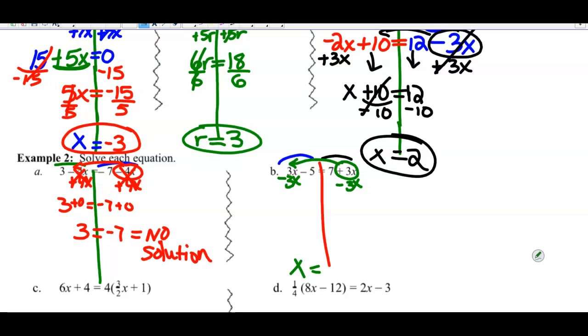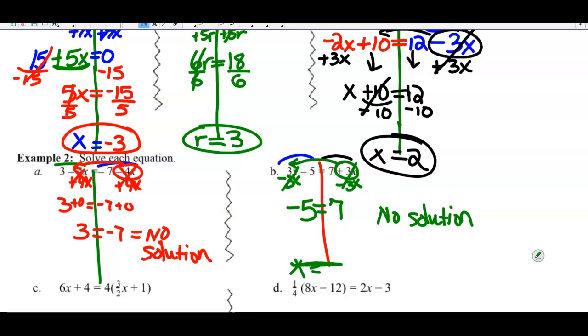So what happens here is 3 minus 3, they cancel over here. 3 minus 3x, so if I have 3x and I take 3x away, I have 0 x's. So those actually cancel too. I'm left with no variables. I'm left with negative 5 equals 7. Is that true? No. So it's no solution. So that's the second type of problem you might see.